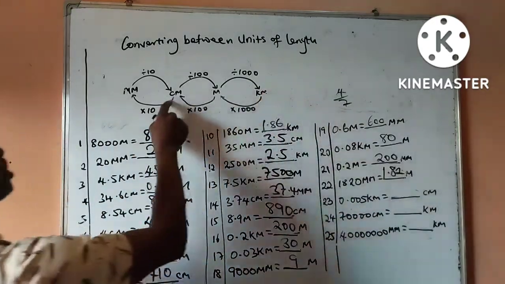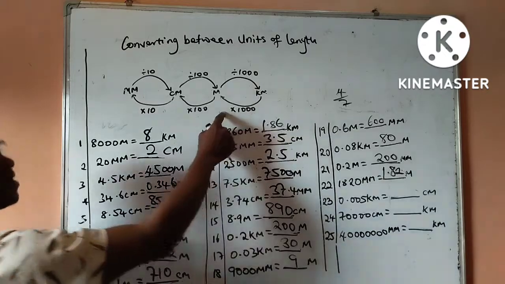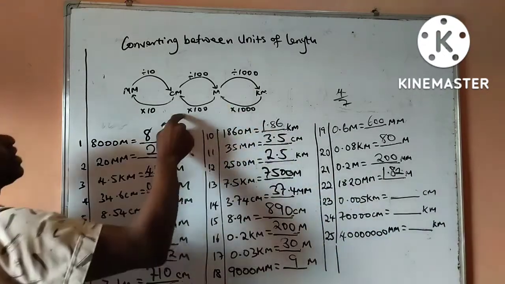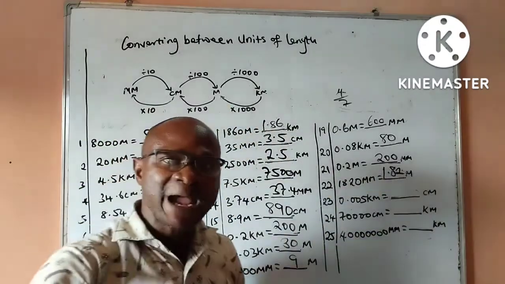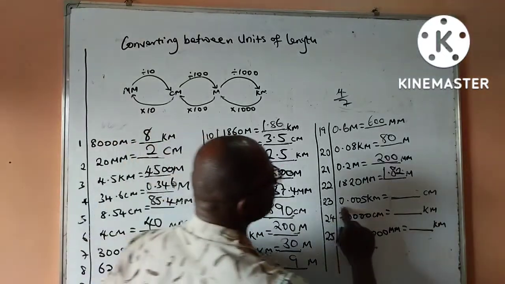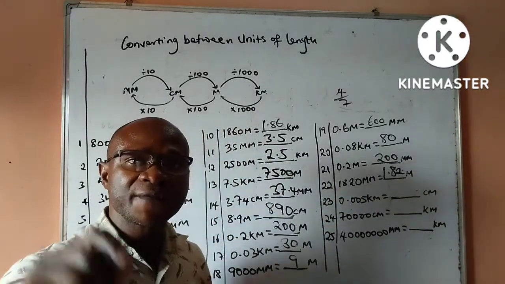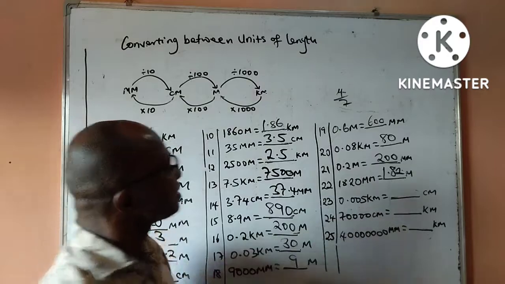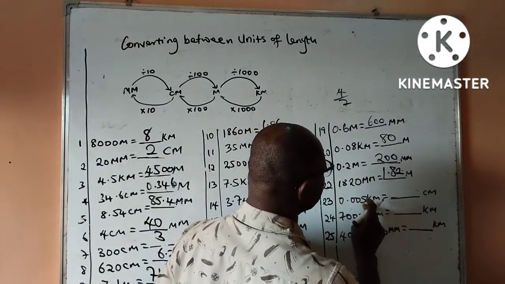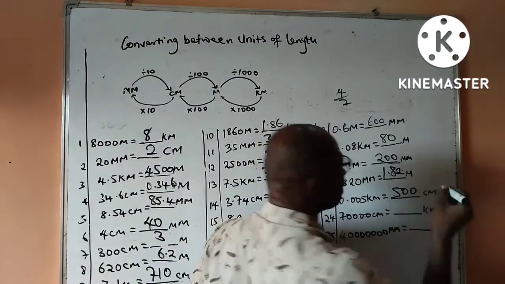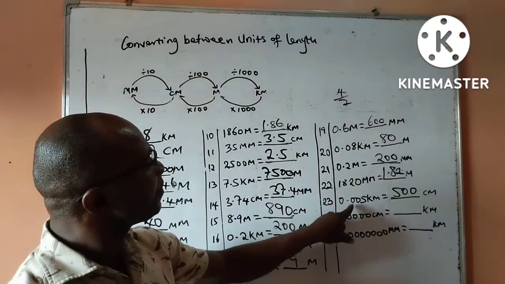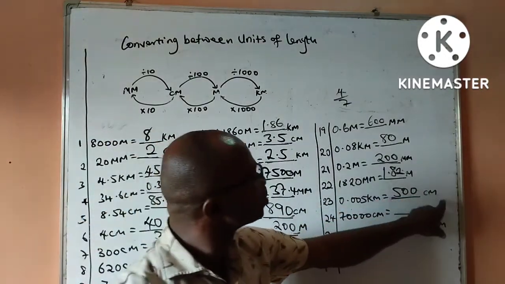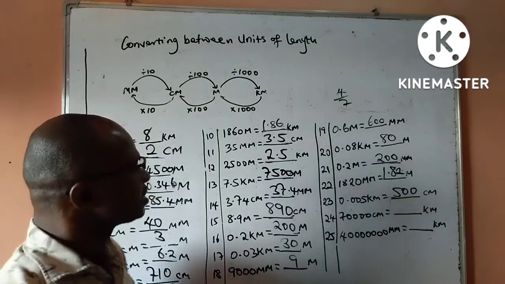I go again. From km to centimeters. Look at it. Km to centimeters. I will multiply by 1000. I'll multiply by another 100. That means I will be multiplying by 100,000. So when I multiply 0.005 by 100,000, it is going to give me 1, 2, 3, done. That is 500. So from 0.005 km to centimeters, I will get 500 centimeters.